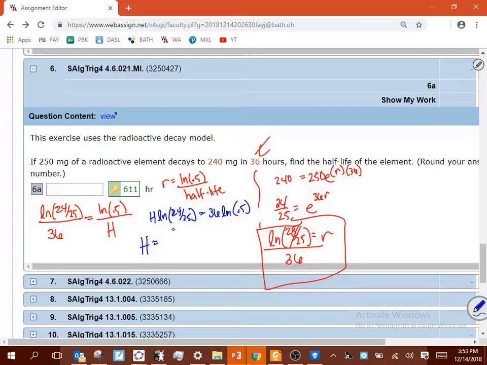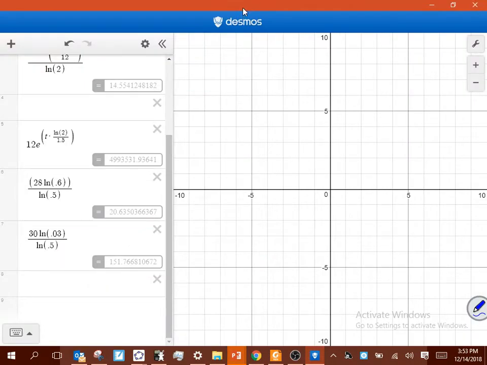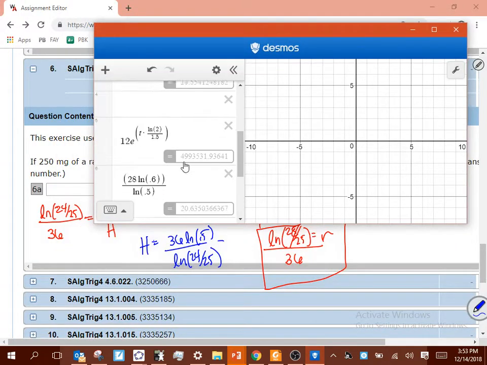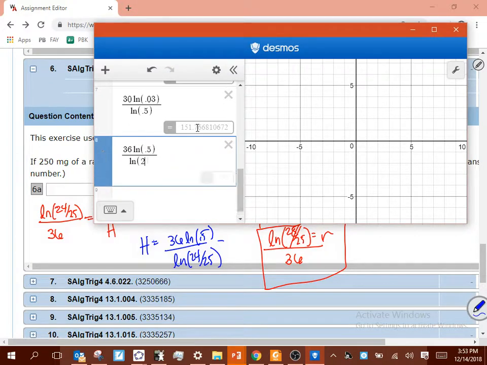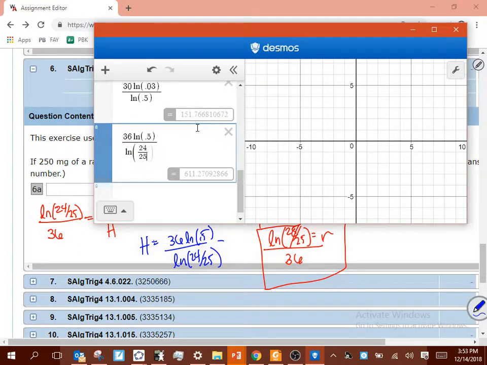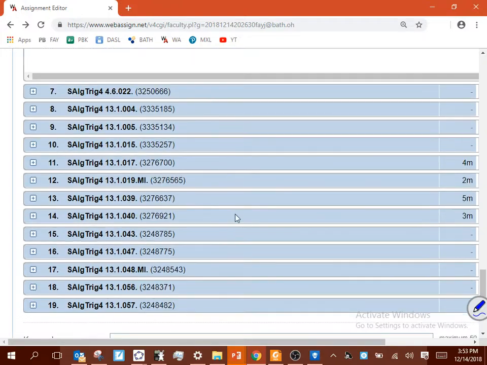So then capital H, if I isolate that, would be 36 ln of a half divided by ln of 24 25ths. So it's almost like a system of equations of trying to solve for the half-life here. So we got 36 ln of 1/2 divided by ln of 24 25ths. It gives me 611.27, which is exactly what we're looking for there. And then I'll get down here.